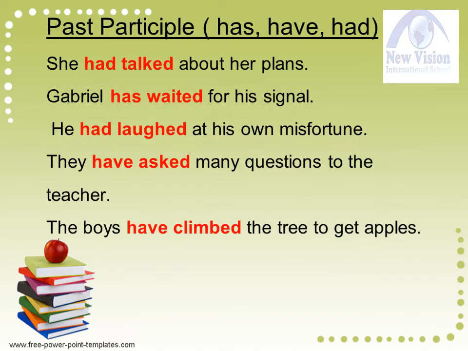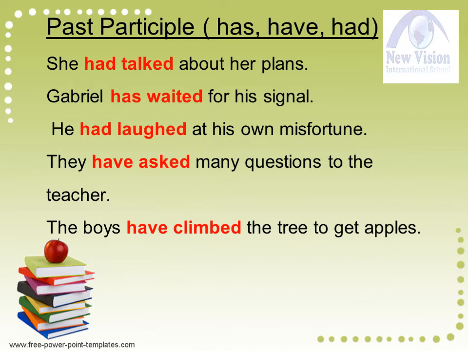And lastly, past participle. Past participle indicates action that are completed in the past. Sample sentences. She had talked about her plans. Gabriel has waited for his signal. He had laughed at his own misfortune. They have asked many questions to the teacher. The boys have climbed the tree to get apples.